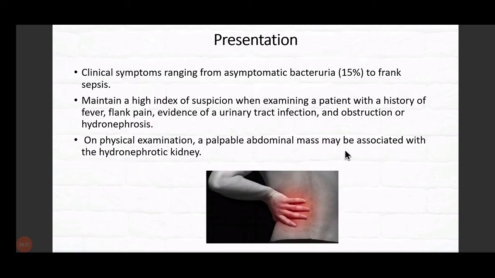The presentation can be asymptomatic bacteriuria in few cases, because you have to keep a high index of suspicion, or the patient can present in frank sepsis. Rest of the presenting features will be the same which I have discussed in acute and chronic pyelonephritis. So always keep a high index of suspicion in a patient who is having fever, flank pain, recent UTI or an ongoing UTI, who has started complaining of flank pain. Since it is a pyonephrosis, a mass may be palpable, which may be tender.